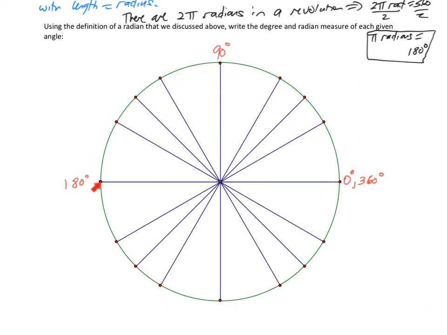2 times 90 is 180. I'm going to add another 90 to my rotation. So 180 plus 90 will put me at the bottom of my circle, and that's going to be 270 degrees. And if I go all the way back around, I'm back at 360.